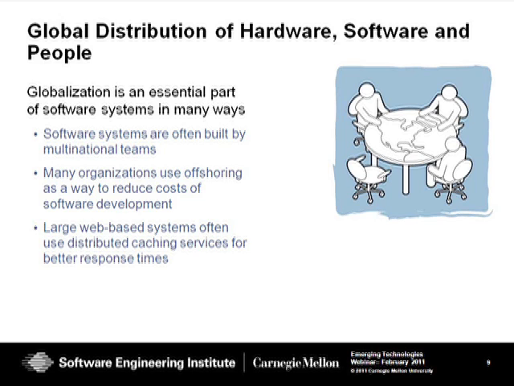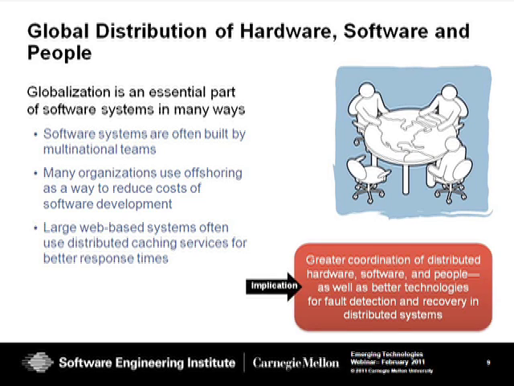How are software systems being affected by globalization? Well, first of all, software systems are many times built by multinational teams, driven by cost efficiency and other things. Also, many organizations use offshoring as a way to reduce cost of software development. There are countries around the world, such as India and countries in South America, where this is a common practice. Also, another way in which software is being affected is that if you think of organizations such as Akamai, it would probably be the one that comes to mind. These are organizations whose business is to offer large-scale caching for organizations that are trying to deploy their systems worldwide and want to make them accessible worldwide.